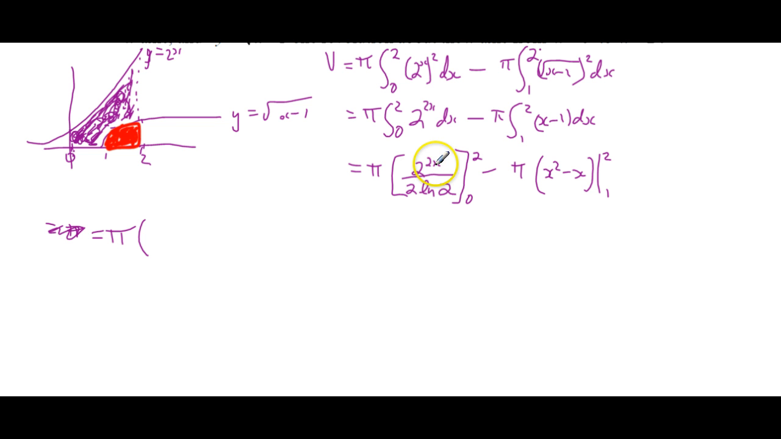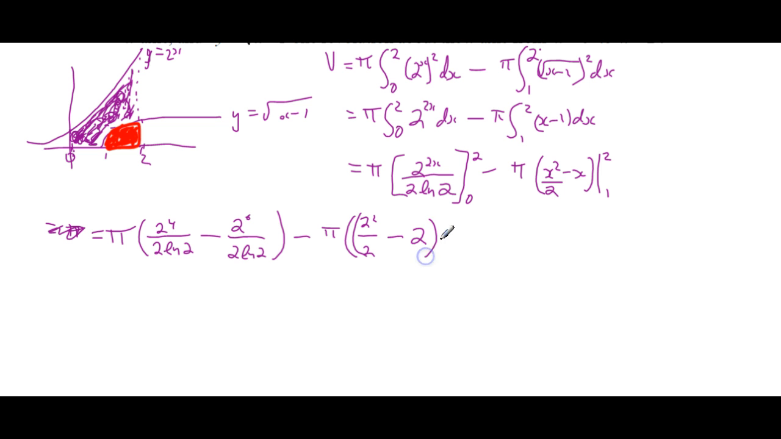Pi. Okay, so we have 2 to the 2 times 2, so this will be 2 to the 4th over 2 ln 2, minus, and for the 0, this will be 2 to the 0, so minus 2 to the 0 over 2 ln 2. From that, we will subtract the red volume, and that's going to be, oh wait, this is x squared over 2. So this will be 2 squared over 2 minus 2.